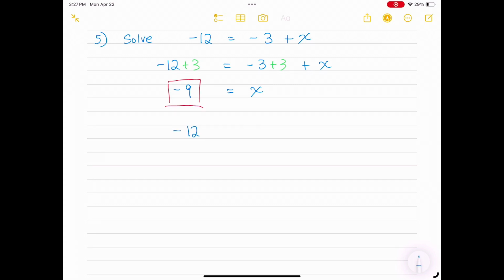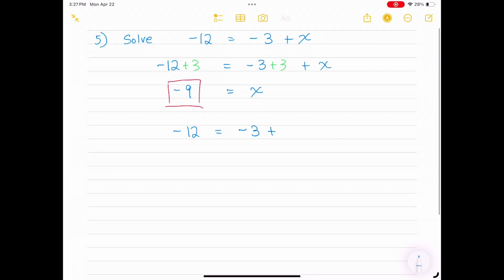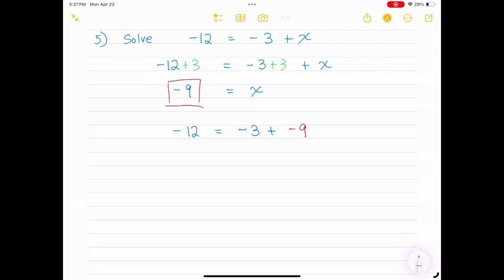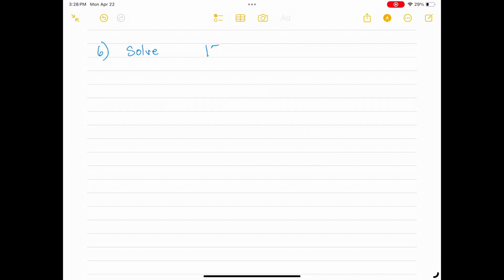We plug the solution, negative 9, back into the original equation to check if it's correct. Negative 3 plus negative 9 does equal negative 12. The answer is correct. Example 6. Solve 15 equals 3 minus y.